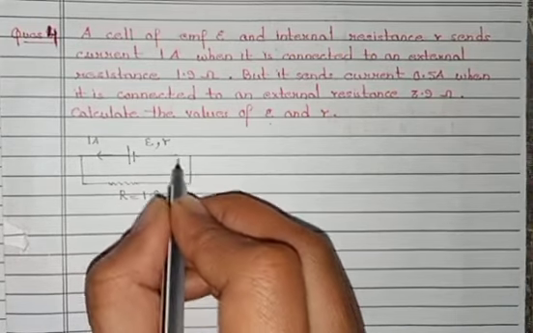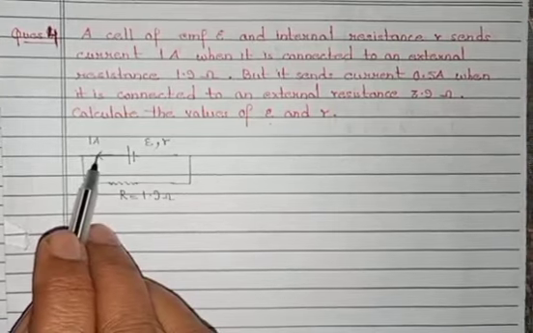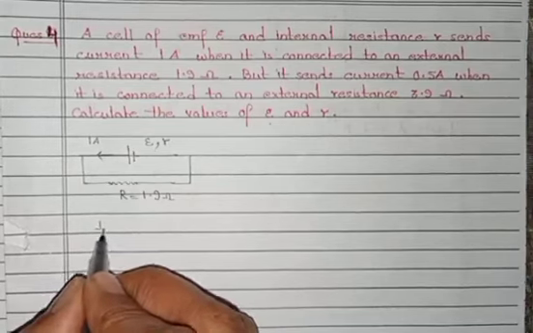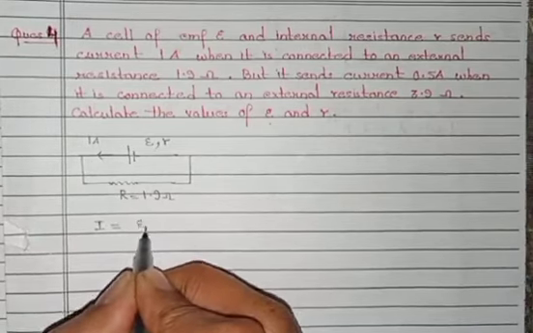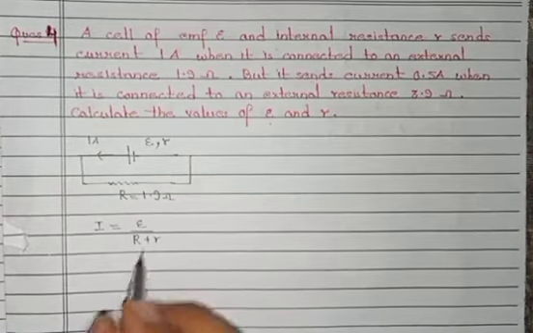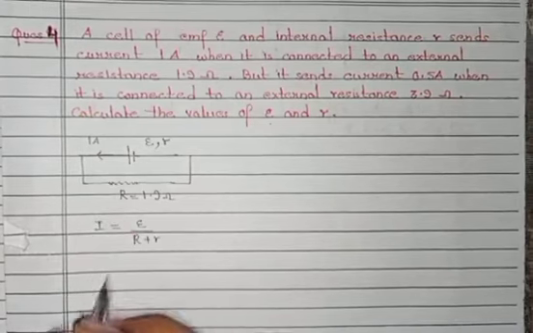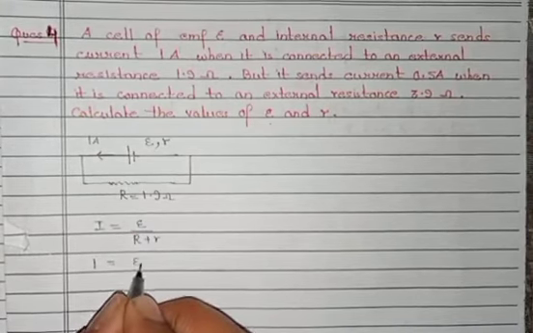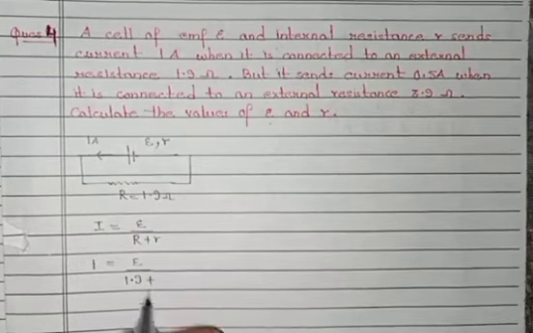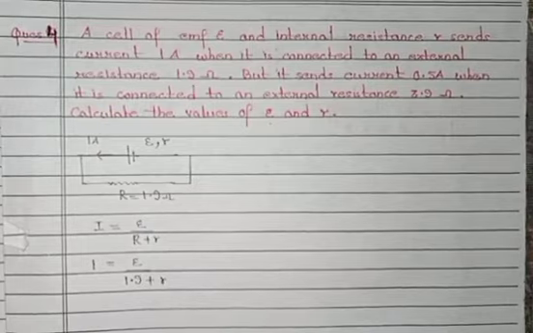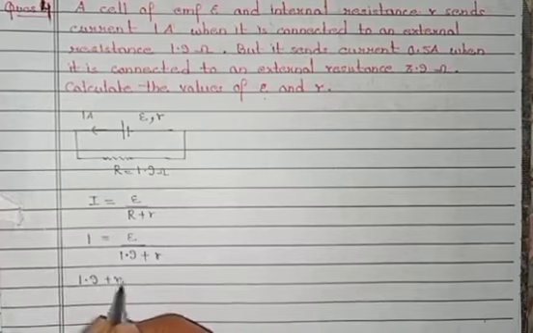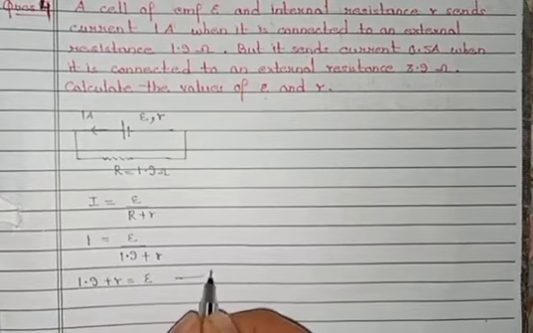So this will be a simplified diagram for it. This is the current. Now this is the main current, right? So formula for the main current is EMF upon R plus r. So in this formula, let us substitute the values. Current is 1, EMF is unknown, external resistance is 1.9 plus internal resistance is unknown. So if you cross multiply, you are getting this first equation, see.